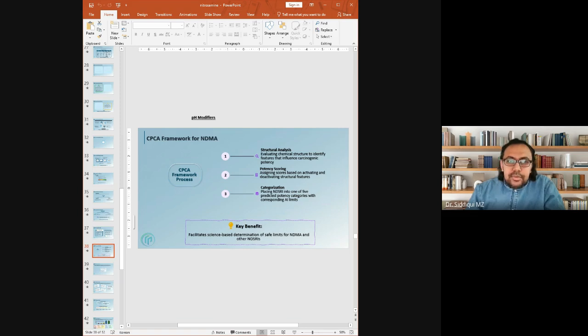Nitrosamines basically are classified into 5 potency classes, with intake limits ranging from low nanogram levels to high thresholds. So how does this CPCA framework for NDSRIs work? First is the structural analysis, in which the evaluation of chemical structure is used to identify features that influence carcinogenic potency. The second step is assigning scores based on activation and deactivation structural features. And the third step is placing NDSRIs into one of the 5 predicted potency categories with corresponding AI limits.